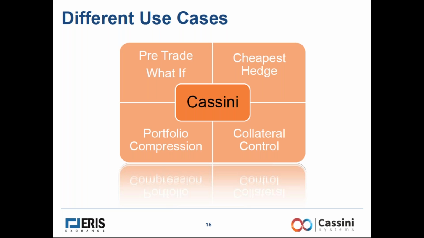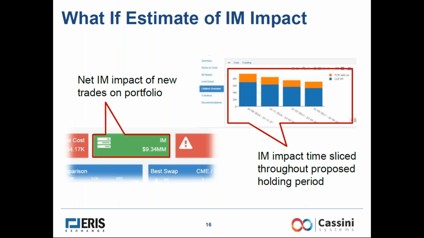Let's just look at a couple of these use cases a little closer. So in a what-if scenario, Cassini allows you to see the initial margin impact on the portfolio that will result from adding new trades to the book. Just one example of the detail that Cassini applies to this calculation is that we time slice the holding period of the trade to evaluate more accurately how initial margin and associated costs change over time. As you can see on the sample bar chart on the screen, this is just illustrating how clearing and broker costs reduce quarter by quarter.